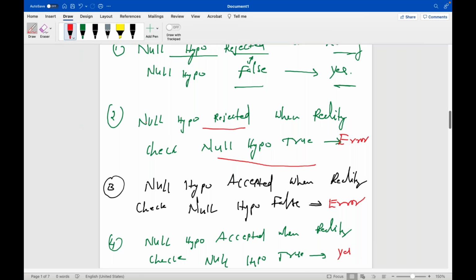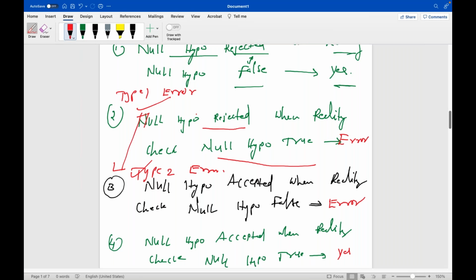So here we have the second option and third option. Both are errors. These errors, usually we call them type 1 error, and this one could be type 2 error. So just note this particular example, guys. This type 1 error and type 2 error, usually we will see in a confusion matrix.